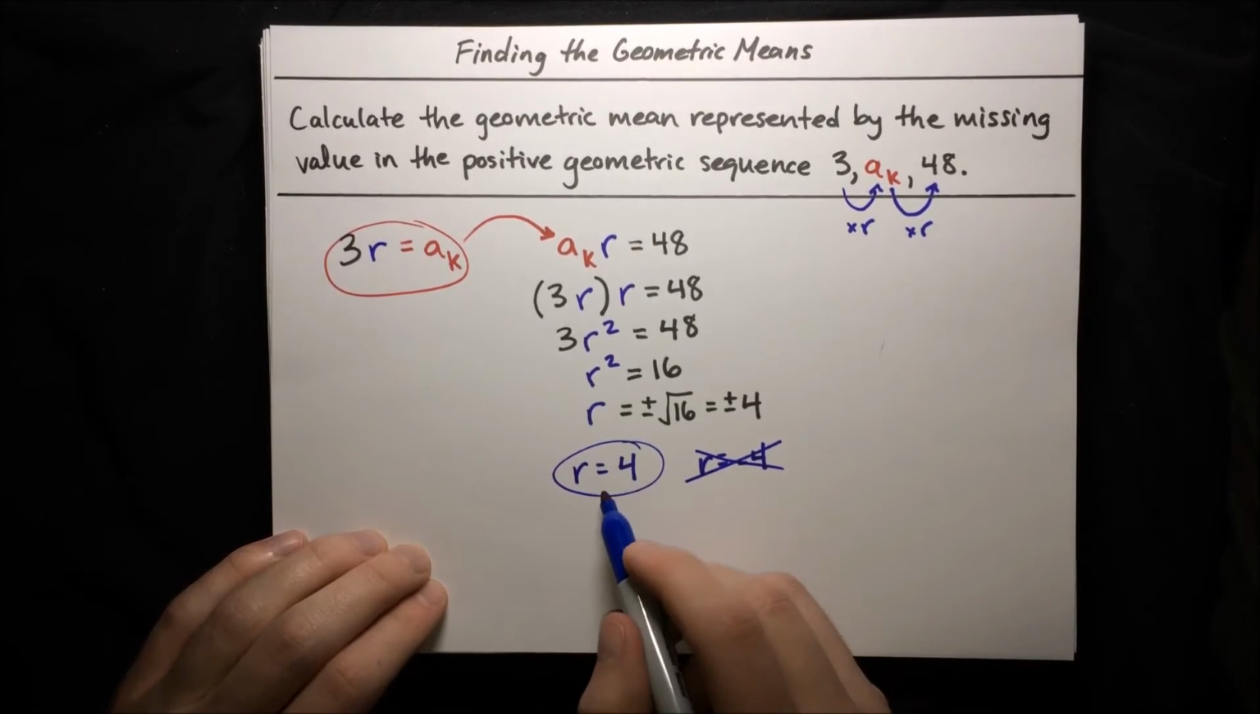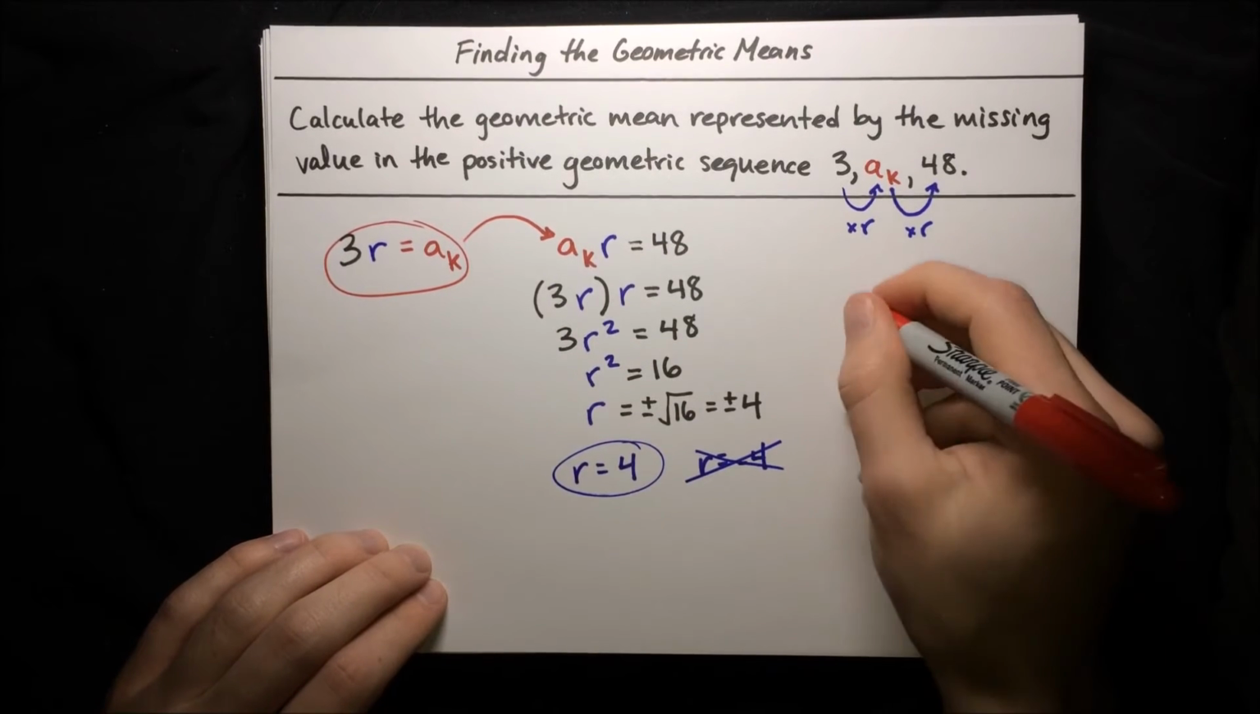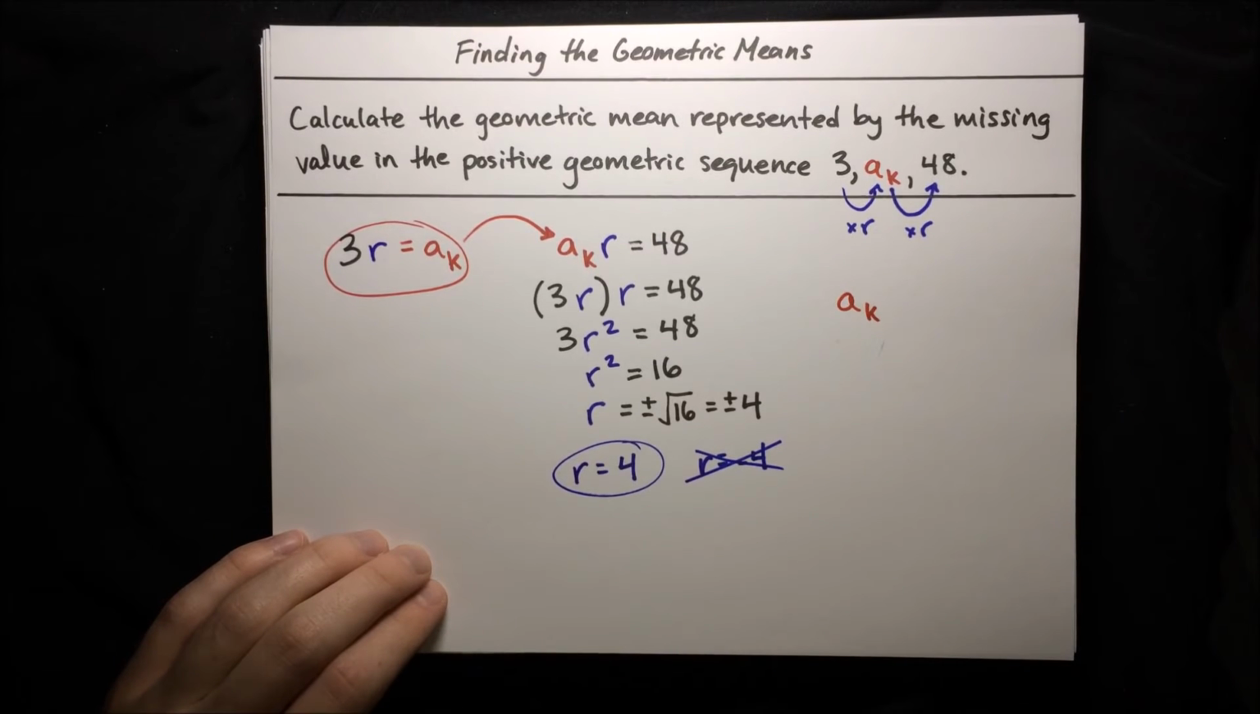Okay, so now that we know that r is 4, it's pretty easy to compute ak. ak is just equal to 3 times r.